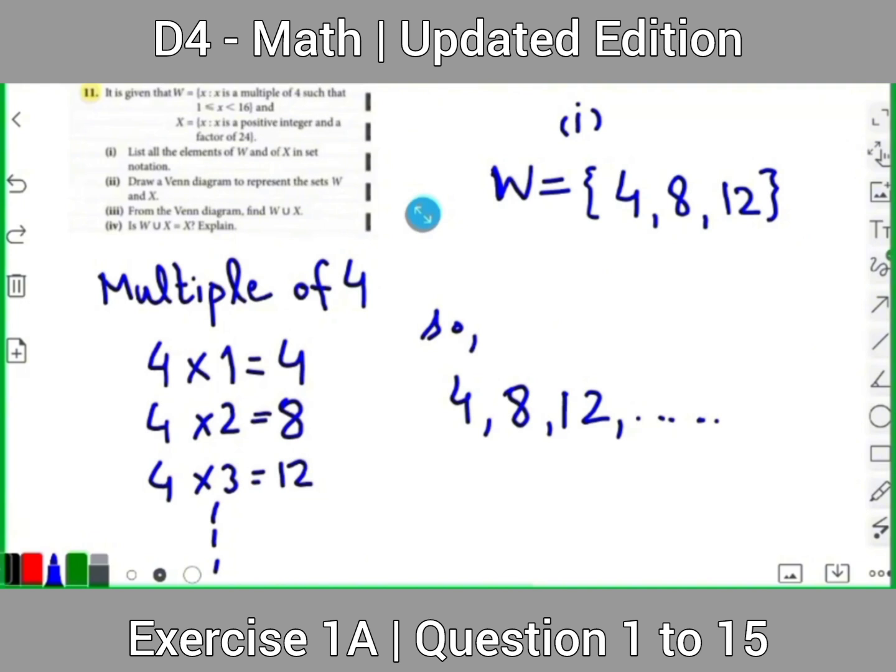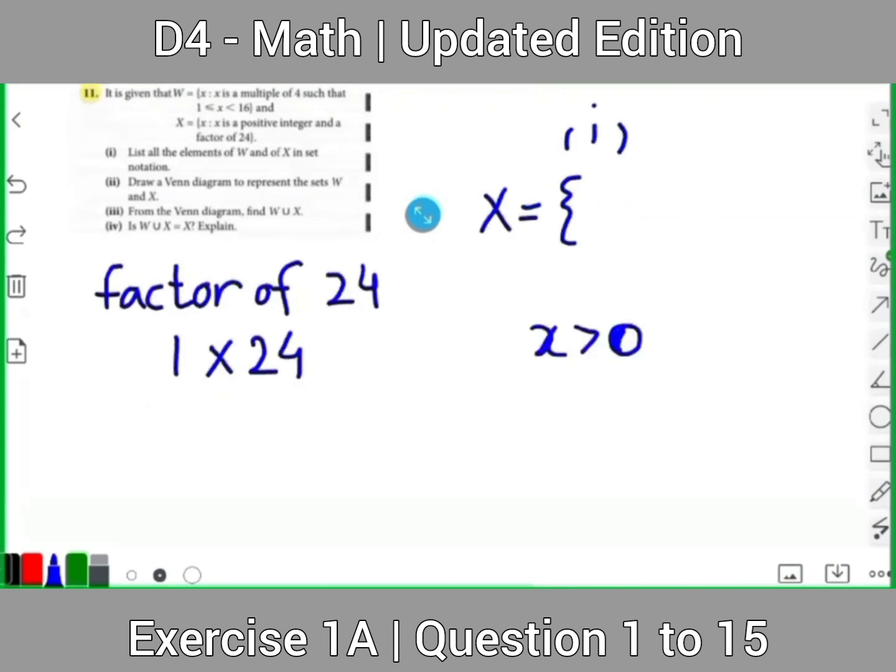But according to our condition, our x should be less than 16 and greater than or equal to 1. So we're just choosing the first 3 multiples of 4. So in our case, the set W in set notation is W equals {4, 8, 12}.